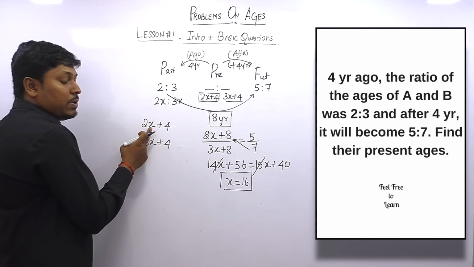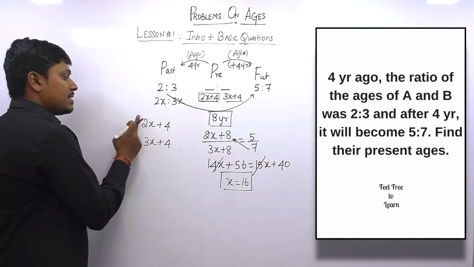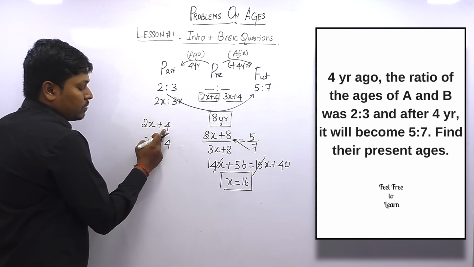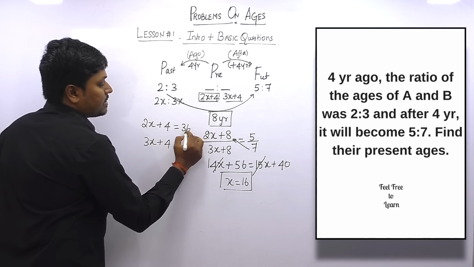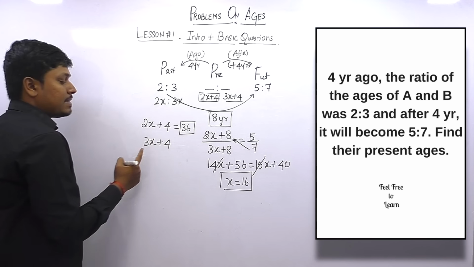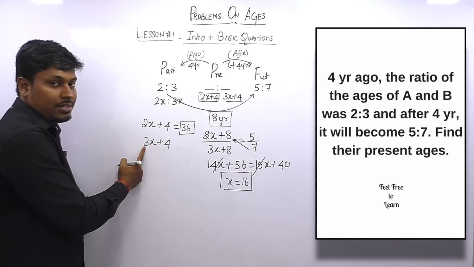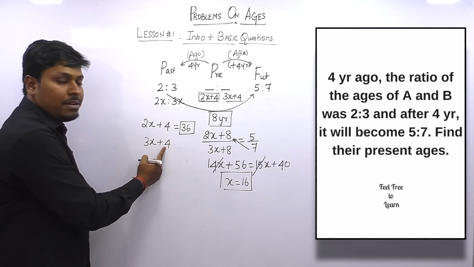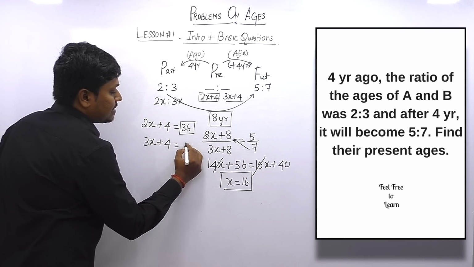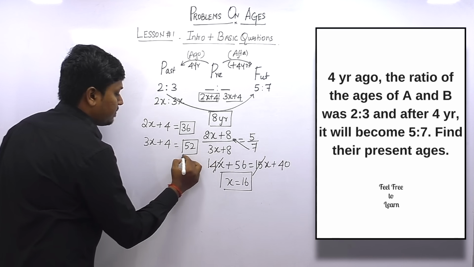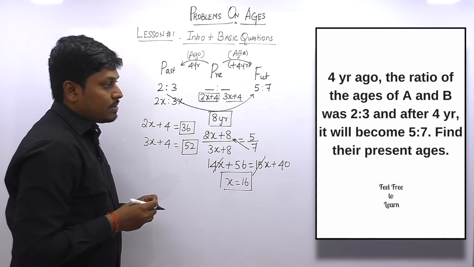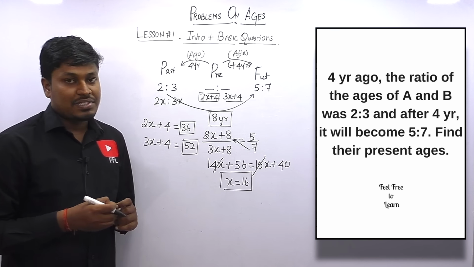Just substitute the value of x is equal to 16. So 16 into 2 will be 32, and 32 plus 4 will be 36. So the first person's age will be 36. And for the second person, 16 into 3 will be 48, so 48 plus 4 will be 52, and the second person's age will be 52. So finally we got an answer: the ages will be 36:52.